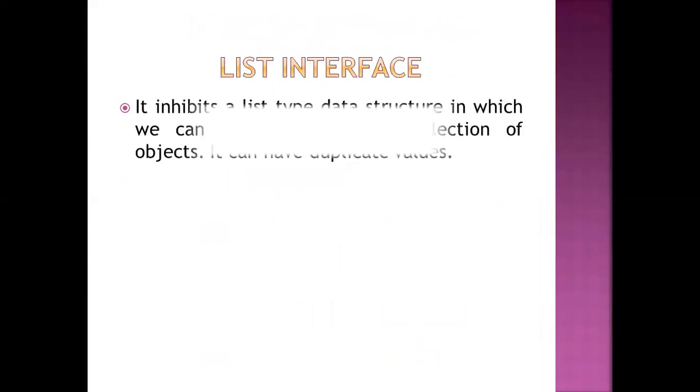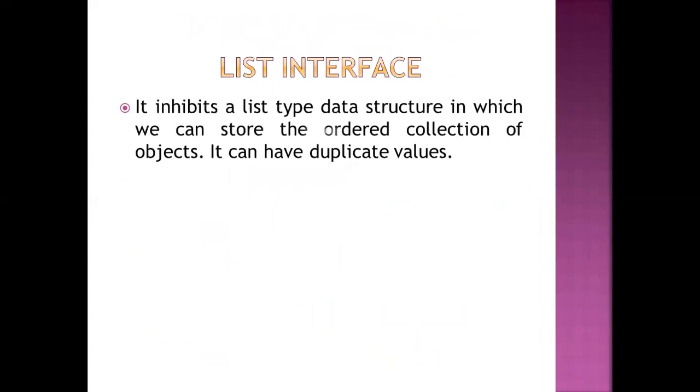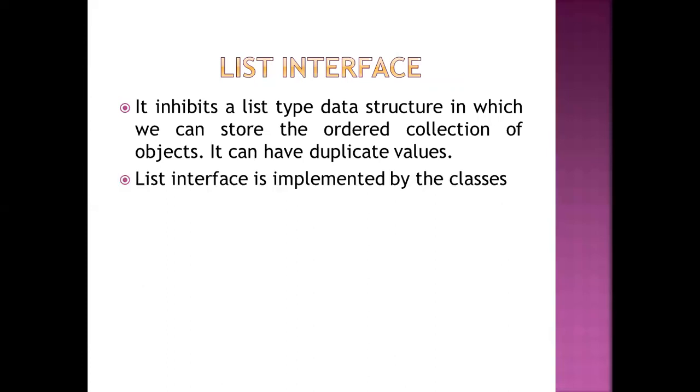Now, the list interface is an interface which inherits a list type data structure in which we can store an ordered collection of objects, and a list can have duplicate values. So in a list interface, the collection of objects will be ordered and duplicate values are allowed. The list interface is implemented by 4 different classes, namely ArrayList, LinkedList, vector, and stack. Now let's look into each one of these with an example.